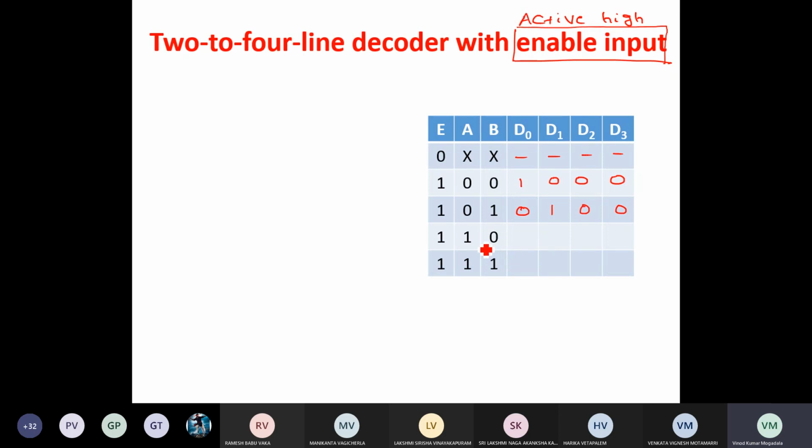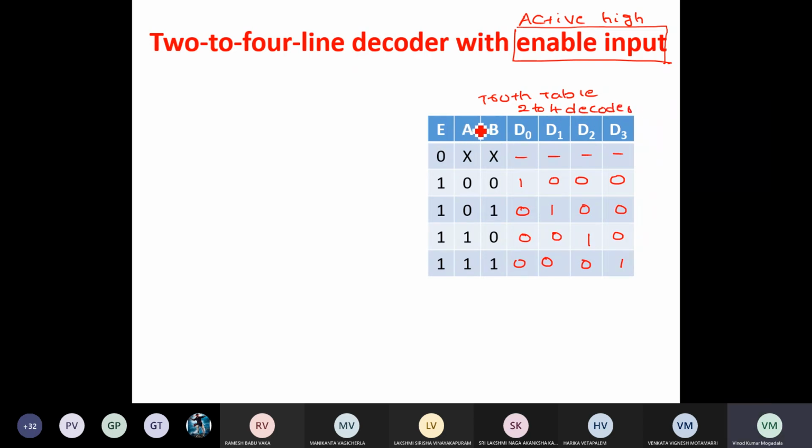Next, for 1, 0, if A and B are 1, 0, only D2 will be 1. Remaining are zeros. If A and B are 1, 1, only D3 will be 1 and remaining are all 0. You see, so the outputs are mutually exclusive. So this is the truth table of the 2 to 4 decoder.